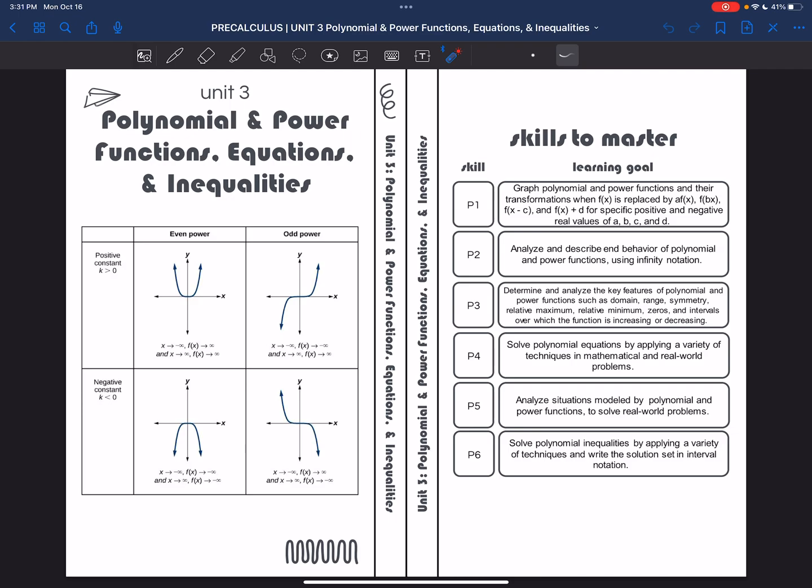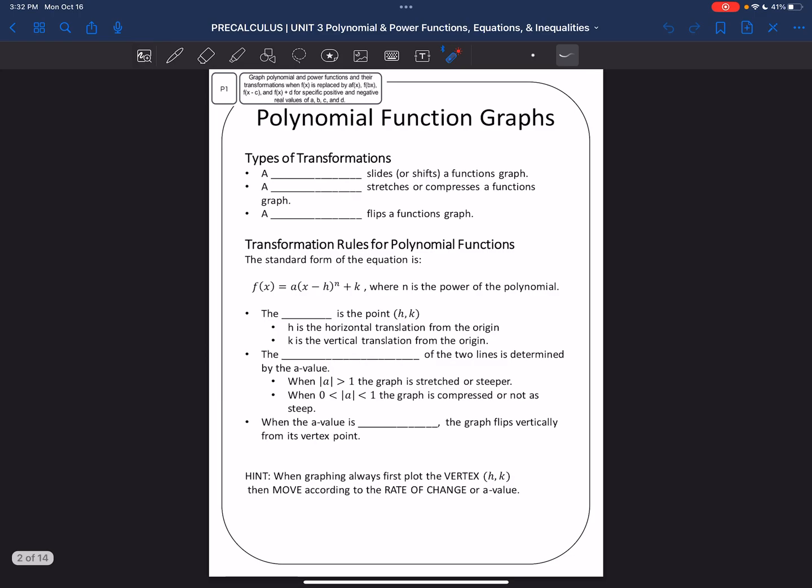In this pre-calculus video, we're looking at our third unit, which is all about polynomial and power functions, equations, and inequalities. This episode, we're going to be focusing on skill 1 from this unit, and it is to graph polynomial and power functions and their transformations whenever f of x, that parent function, is replaced by some kind of transformation that's going to be caused by specific values of a, b, c, and d. So ladies and gentlemen, let's begin.